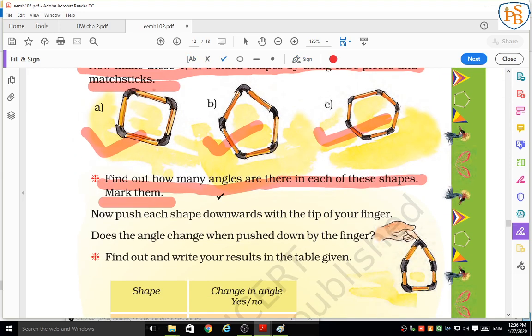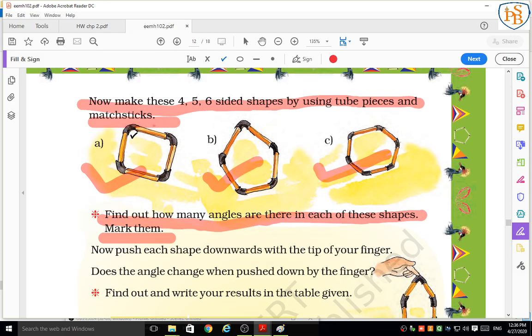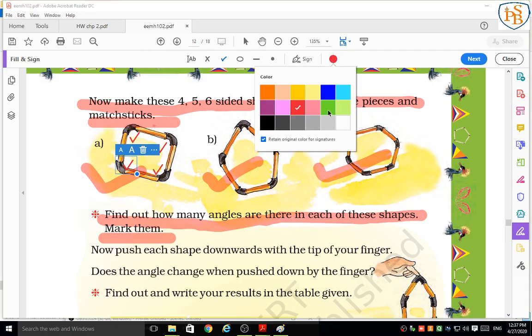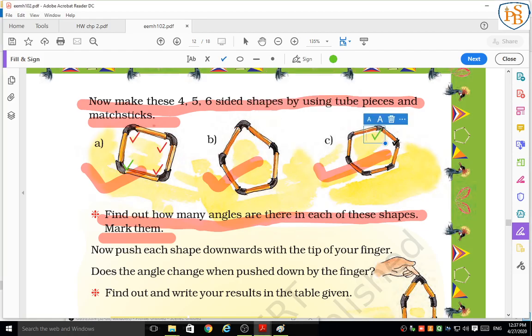Okay, then can you mark the angle? Yes, tell me. The four sided shape square has how many angles? Angle number 1, angle number 2, angle number 3, angle number 4. Done? Like that, can you mark the angle over here? We will use a different color, green color. Okay. So how many angles are over here? Angle number 1, 2, 3, 4, 5 and 6.